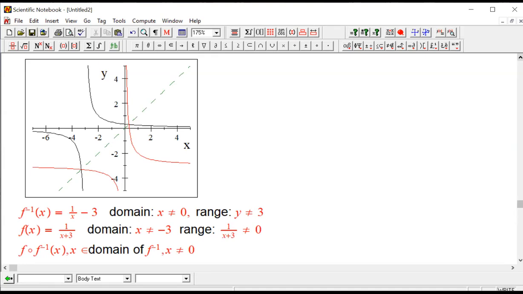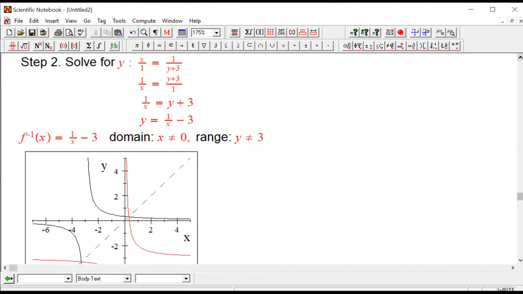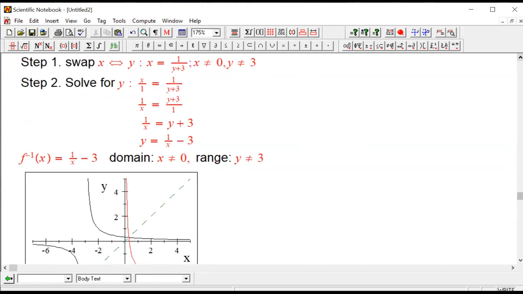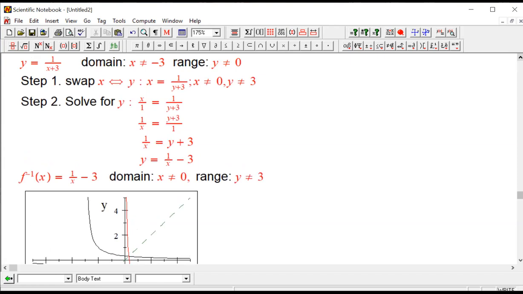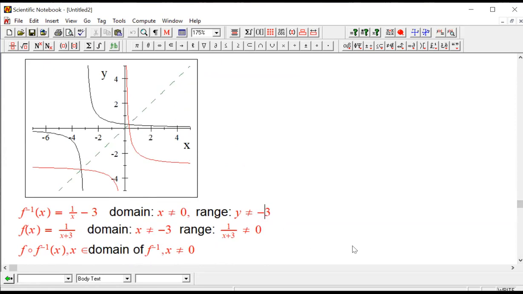So let's see, why cannot be? I might have made a mistake somewhere, did I? Why cannot be -3? I think I made a mistake somewhere. Oh yeah, I did make a mistake. So this is -3, so I was right. That was a -3. So bad. Sorry. So the Y cannot be -3.